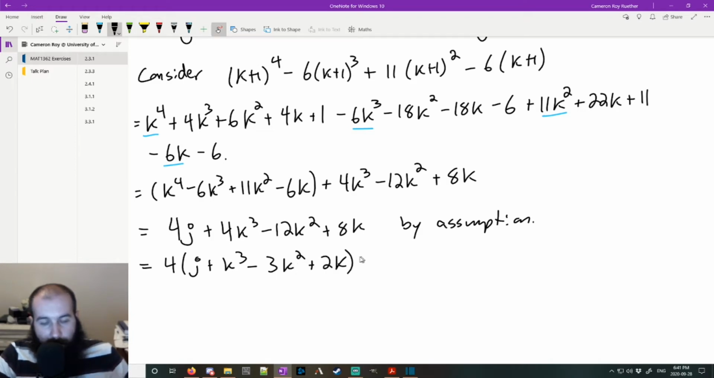And we get this. And now j plus k cubed minus 3k squared plus 2k. This is an integer because all of these things were integers. So we have that our expression at k plus 1 is 4 times an integer. So this means that 4 divides our expression at k plus 1, which is written out like this.